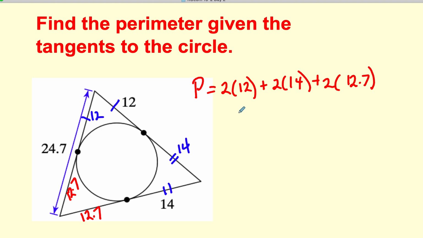And that answer is 77.4. So the perimeter of the triangle is 77.4.